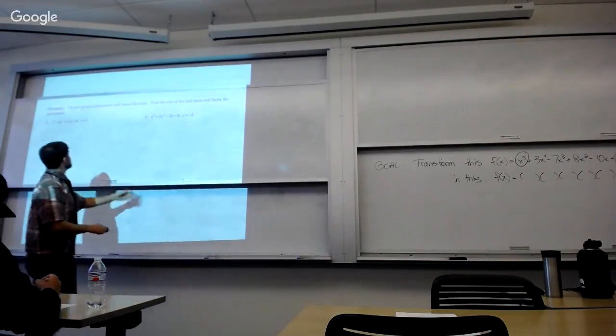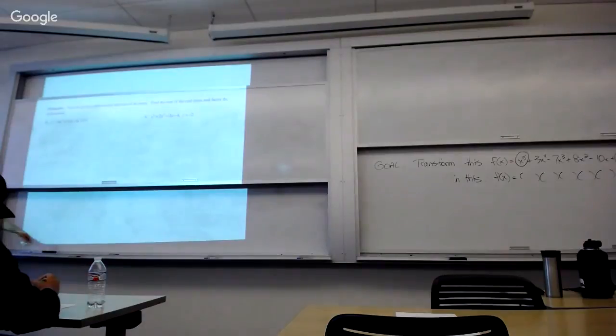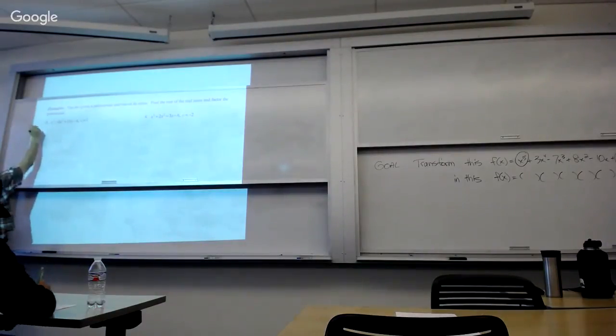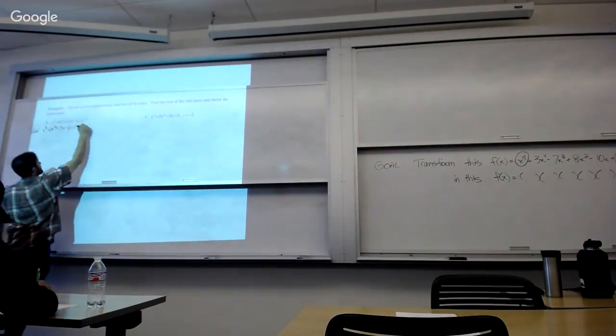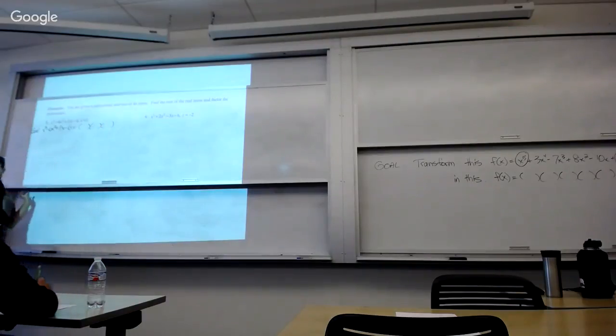All right. It says you're given a polynomial and one of its zeros. Find the rest of the real zeros and factor the polynomial. So let's start by making a goal statement, folks. Here's our goal. We want to take x cubed minus 6x squared plus 11x minus 6, and I want to factor it into how many factors? 3, because it's x cubed.